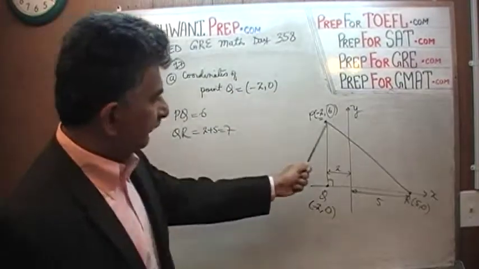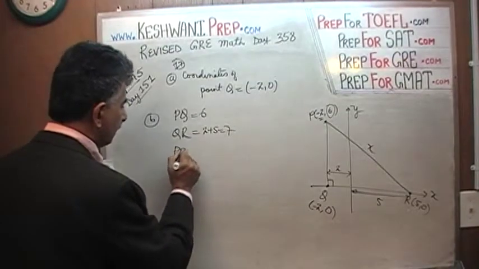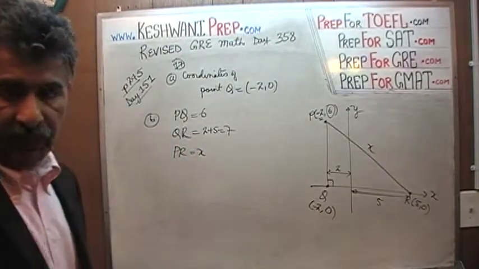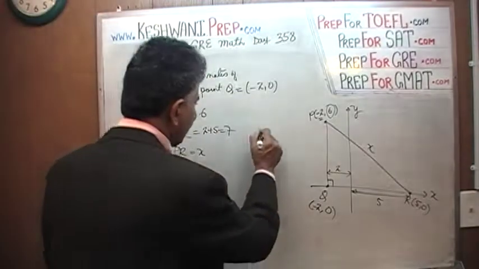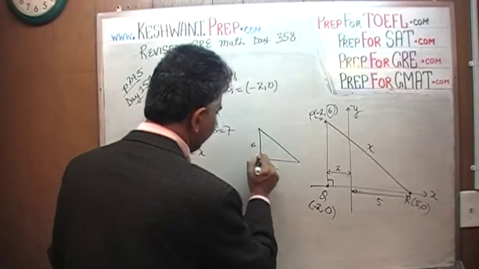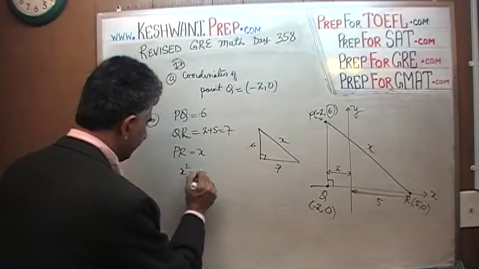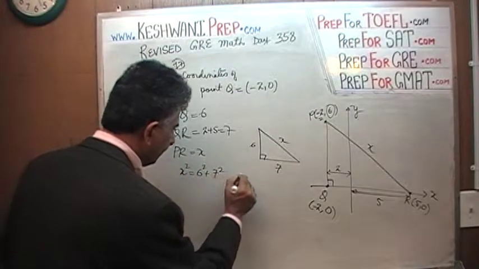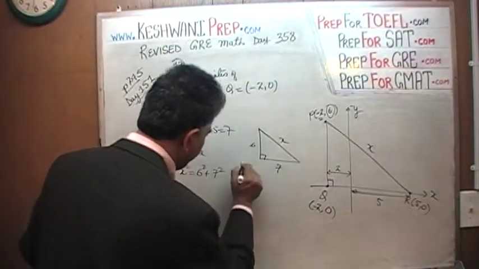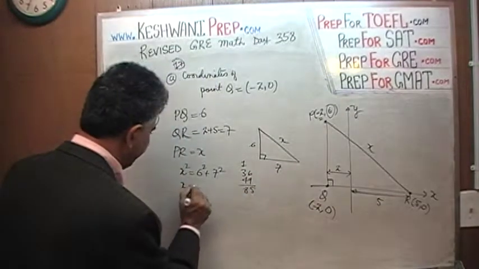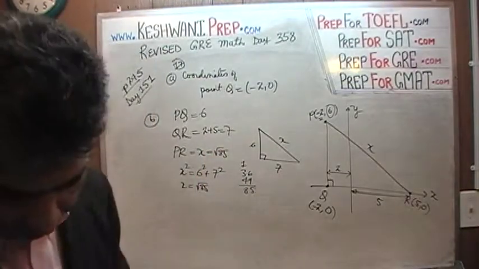And finally, the distance P to R, let's call that x. P to R, which we are calling x. We can find that out very easily by a simple application of the Pythagorean theorem. We have a right angle triangle here, and we know this is 6, we know this is 7, and this is what we're looking for. Very straightforward. So x squared is going to be 6 squared plus 7 squared, which is 36 plus 49. That is 85. So x is root of 85. Root of 85. That takes care of part B.